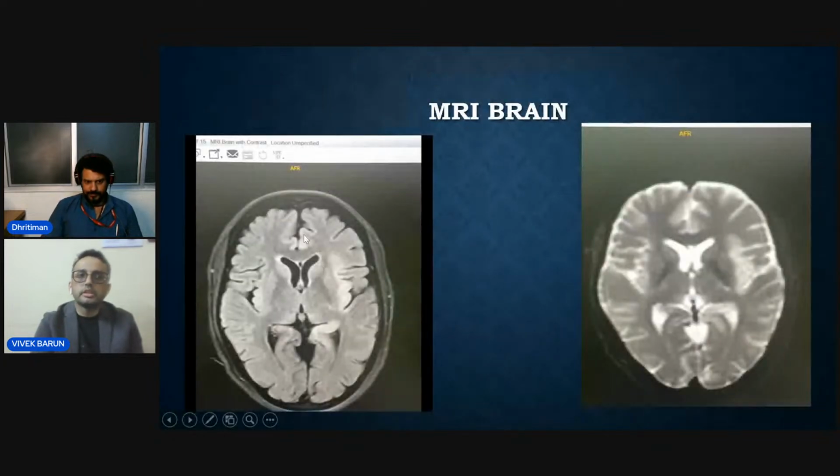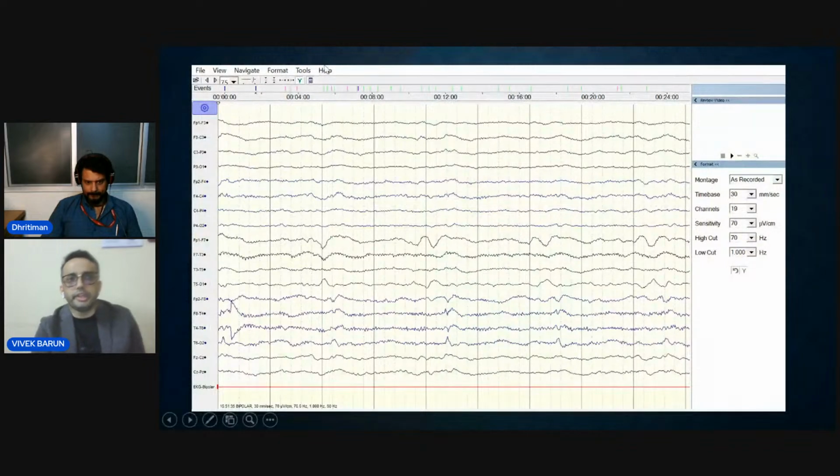So you can see this is the FLAIR image, this is the T2 image. You can see the hyperintensities over the left insular, left peritrigonal, bilateral cingulate, right also, but left is more than right. And the same finding on the T2 FLAIR also. And it was showing faint enhancement on the contrast. Coming to the EEG, so we did EEG.